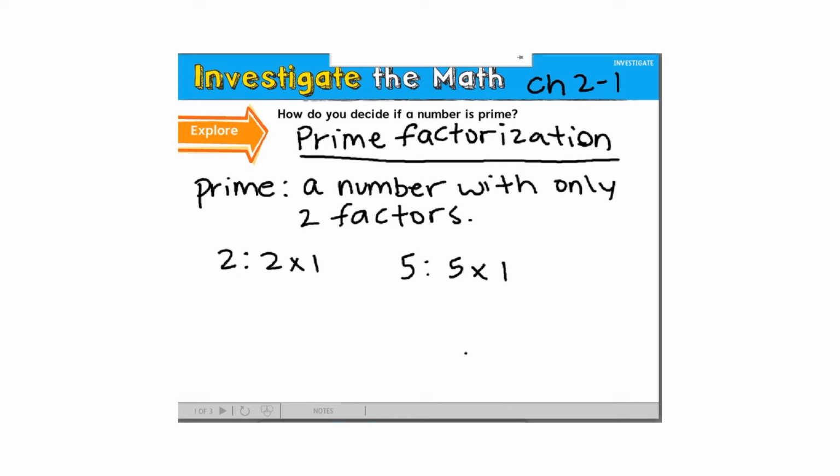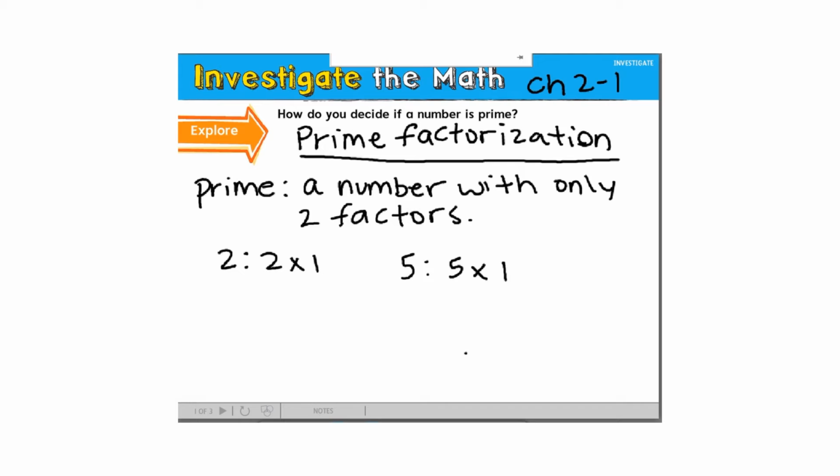Prime numbers are not always small numbers. So we have big prime numbers too. So you could have numbers that are even bigger than 100 that are prime numbers. It means that the only 2 factors they have are 1 and itself. That makes it a prime number.